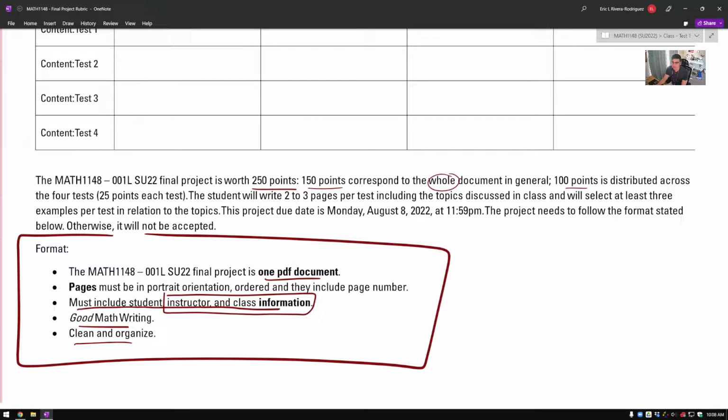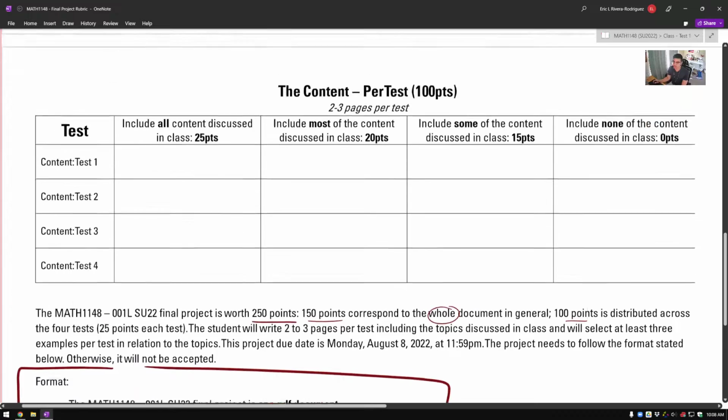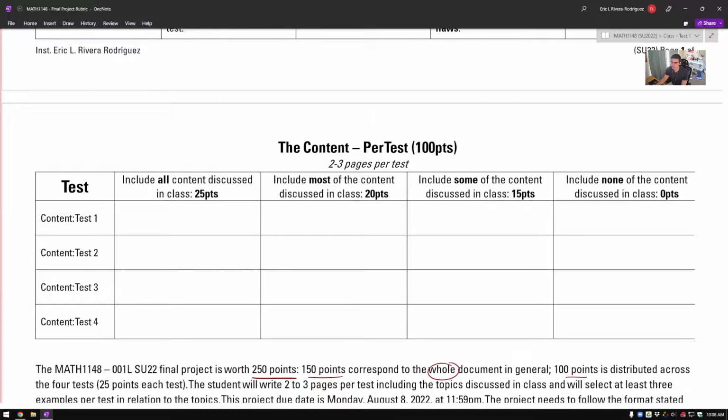Okay, so how much should you write per test? Let's go to the content table. I'm expecting you to write 2 to 3 pages per test. The draft that I wrote for you is going to guide you and tell you how I like math in digital, how I write math in a word processor.